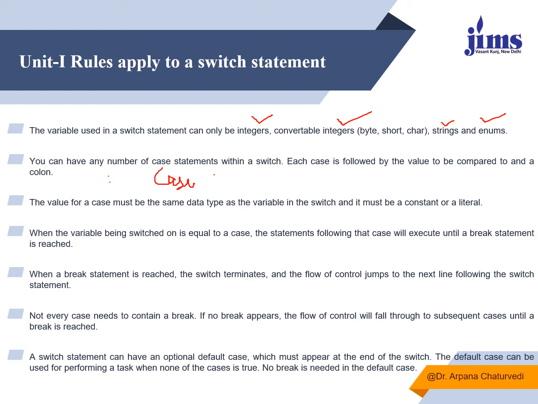Like if you write case, and if it is an integral value 1, and then colon. So it can be 1, it can be a single character, it can be a string, it can be any value which is of data type integer or convertible integer, strings or enum, but it should be followed by a colon. The value for a case must be the same data type as the variable data type. It is a must. It should not be that the expression has some different data type and the case value has a different data type.